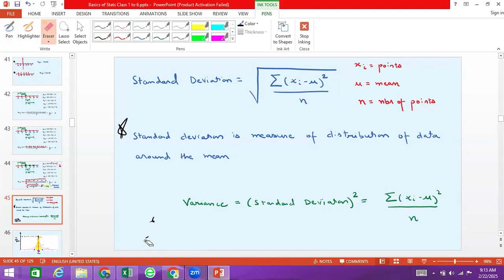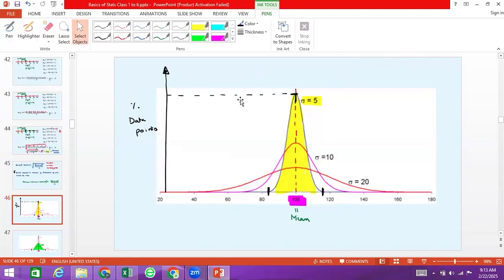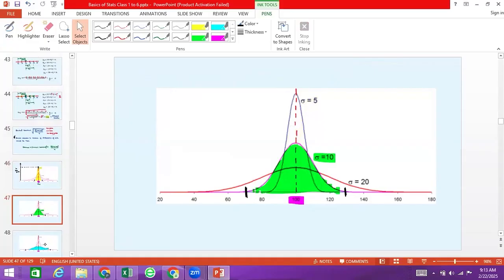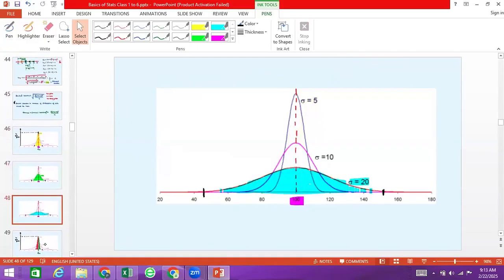Okay. Then what we did was we saw different distributions corresponding to different standard deviations. This standard deviation, for example, this is the one which I have marked in yellow. This distribution belongs to standard deviation equal to 5. The one which I have marked in green, standard deviation equal to 10, and this one is standard deviation equal to 20.